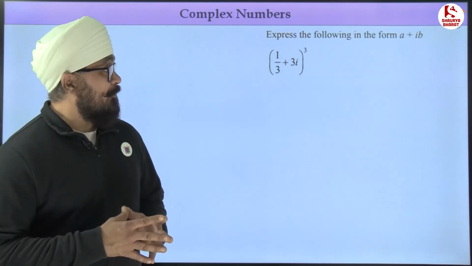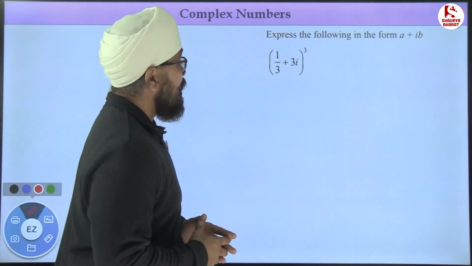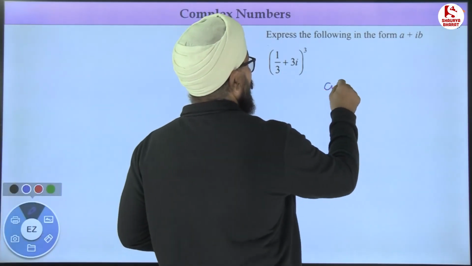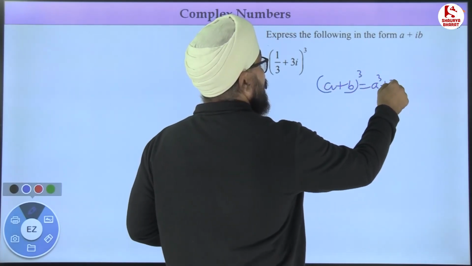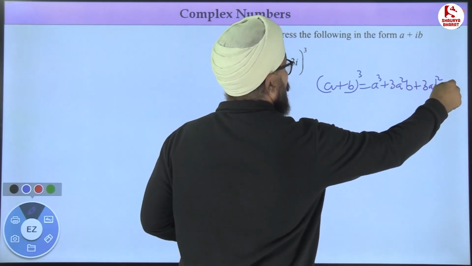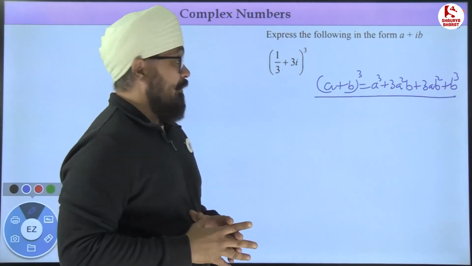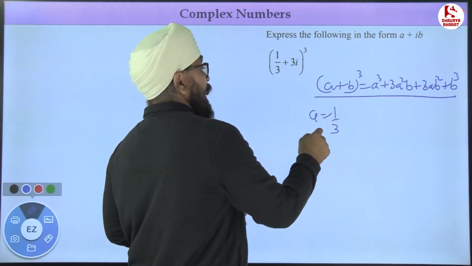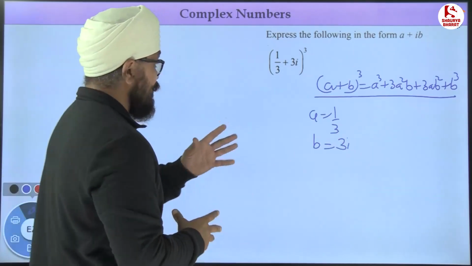So, another simple type of question we are taking here, we have to express in the form of a plus iota b, but here we are having a whole cube. When I take that whole cube, we have a formula for a plus b whole cube, which is a cube plus 3a squared b plus 3ab squared plus b cube. So, this is the identity that we have to apply here. Here, in place of a, we have 1 upon 3 and in place of b, we have 3 iota. So, let us expand it according to that identity.